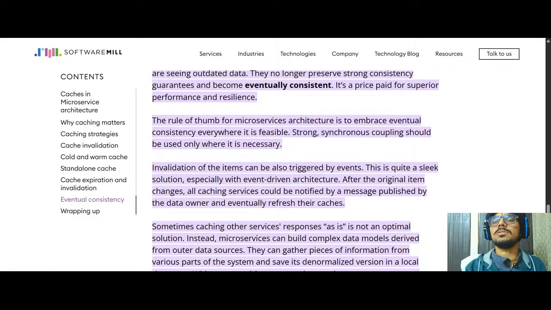It's a price paid for the superior performance and resilience. The rule of thumb for the microservice architecture is to embrace eventual consistency everywhere it is feasible, and strong synchronous coupling should be used only where it is needed.